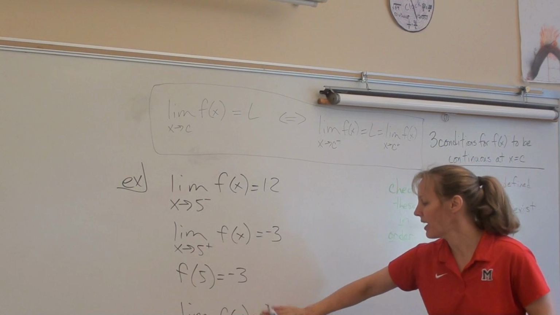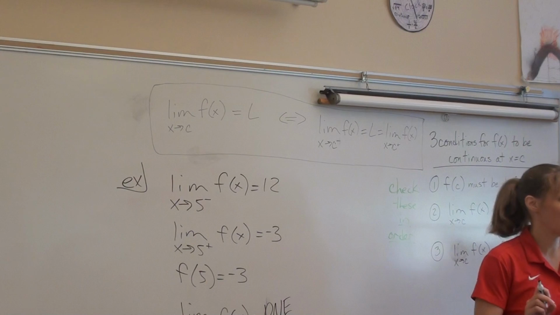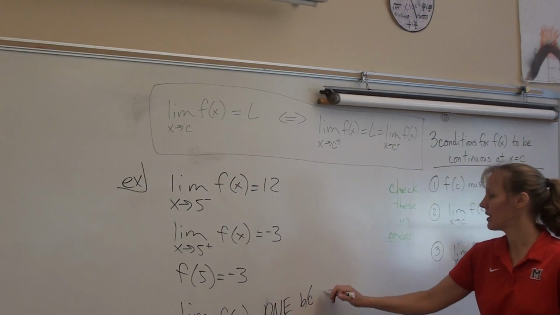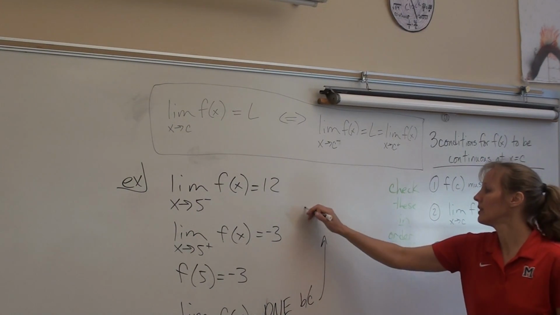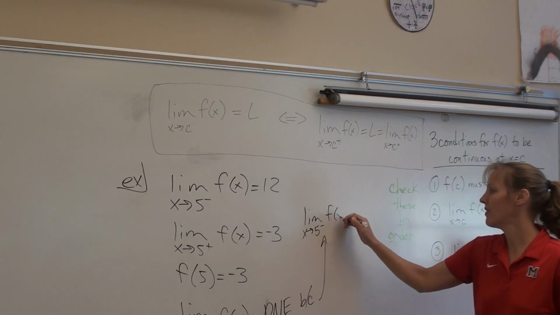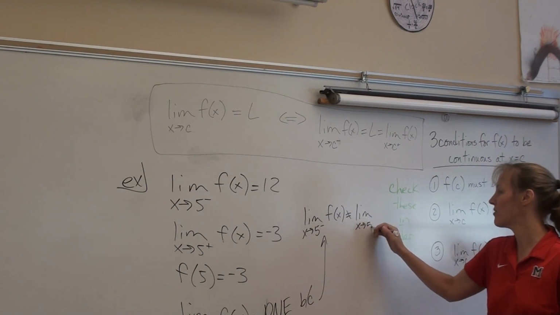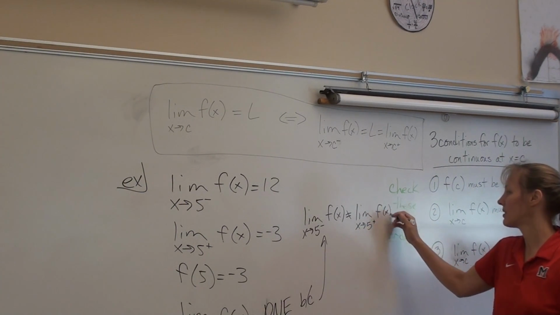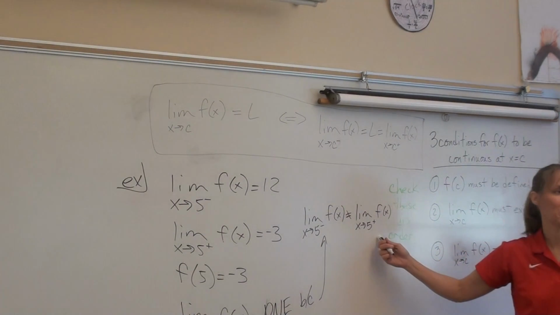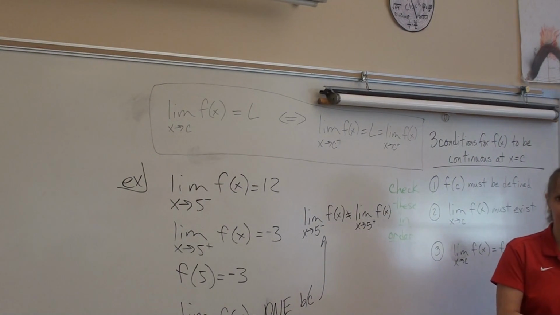Now, instead of writing not the same from both sides, we're going to use even better mathematical notation, and we're going to write D and E because, and I'll put it up here so you can see, the limit as x approaches 5 from the left of f of x does not equal the limit as x approaches 5 from the right of f of x. All right? When you write the limit from the left does not equal the limit from the right, that is the fancy way of writing not the same from both sides.